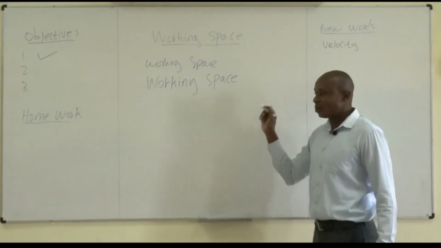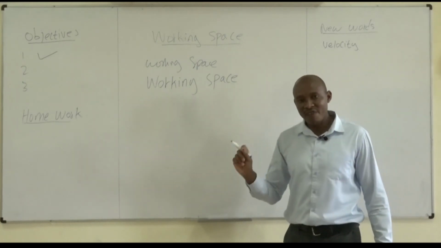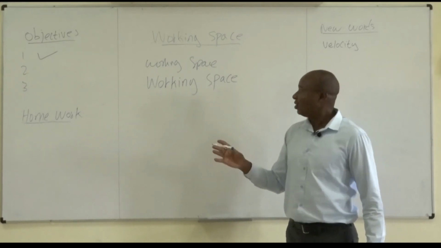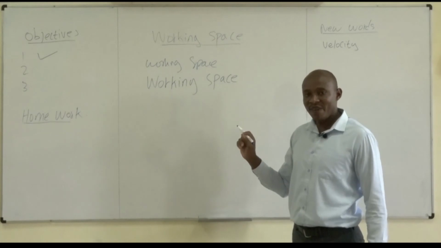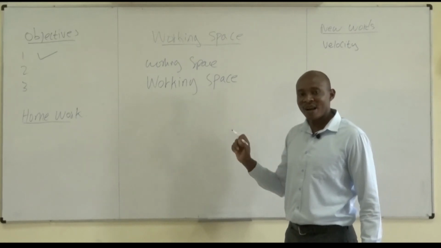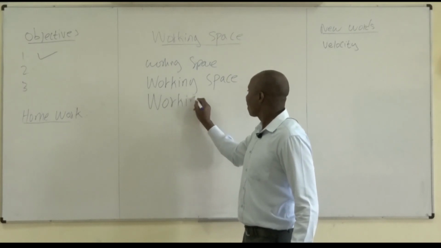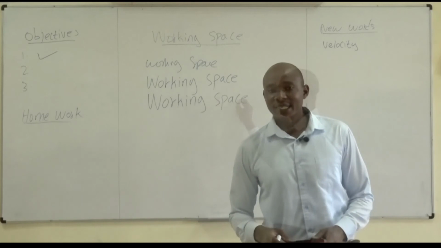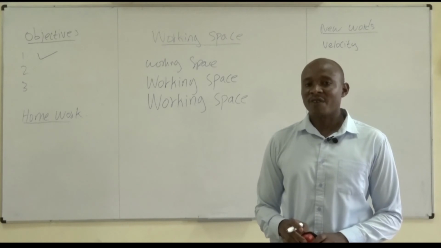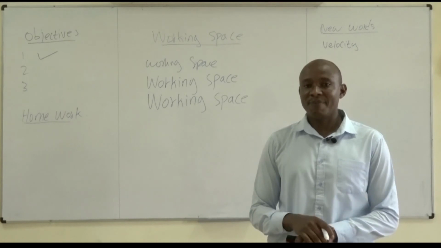Working space. Also, as you are writing, give your writing verbal effect, because we have said we have the visual learners and the audio learners. So as you are writing, give it verbal effect. I'm going to demonstrate that. You give verbal effect by pronouncing the words as you are writing. Working space. Next is that you print large enough to be seen from the back of the classroom.